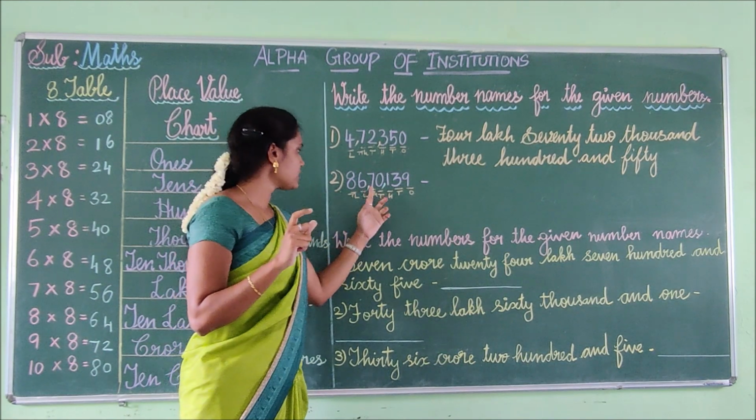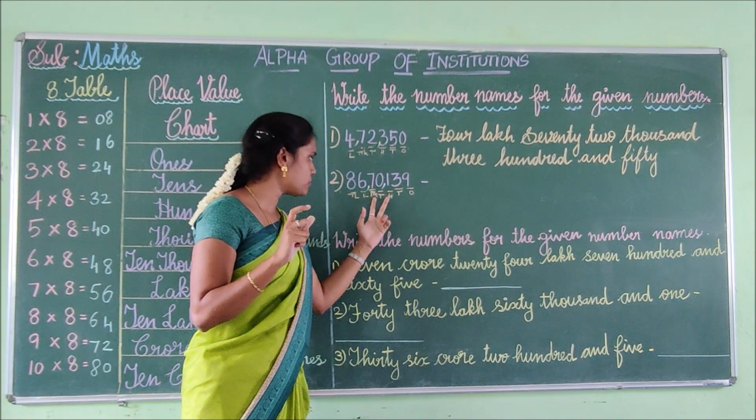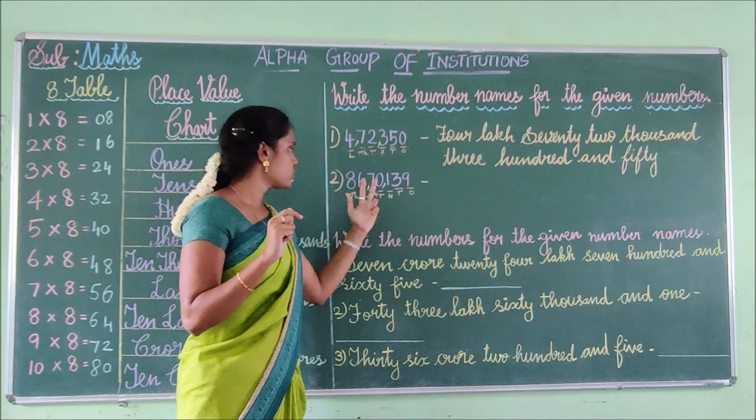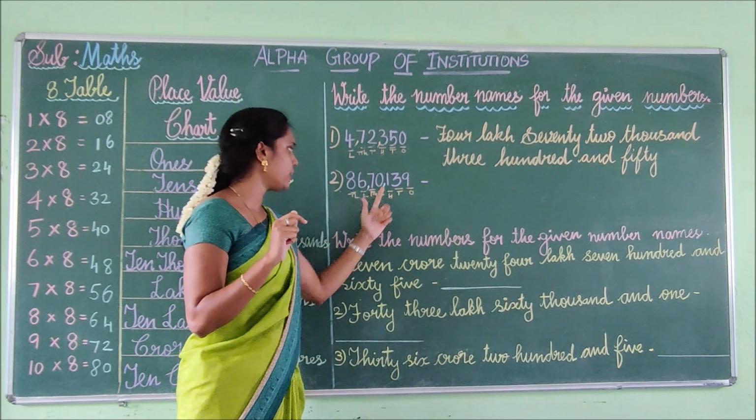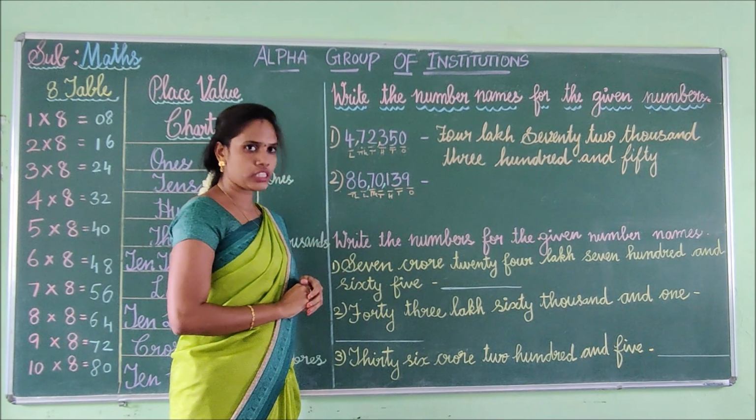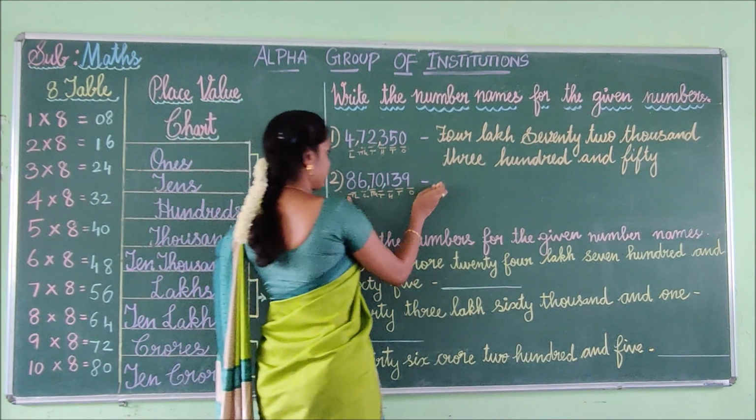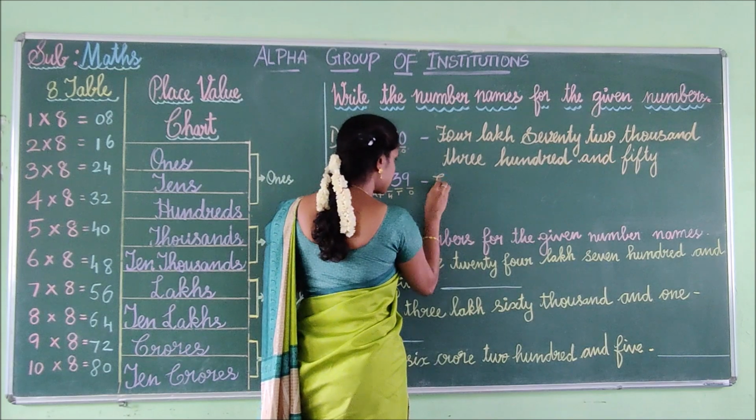Next 70,000. These two numbers come under the thousands place. So 70,139. Okay, children. Shall we write in words now? See here how we can start. 86.